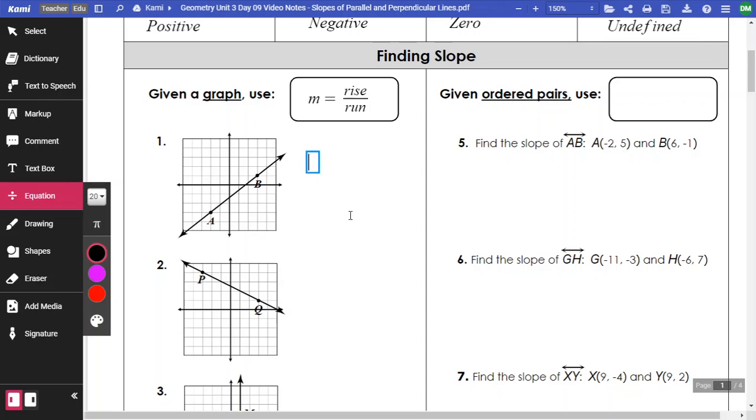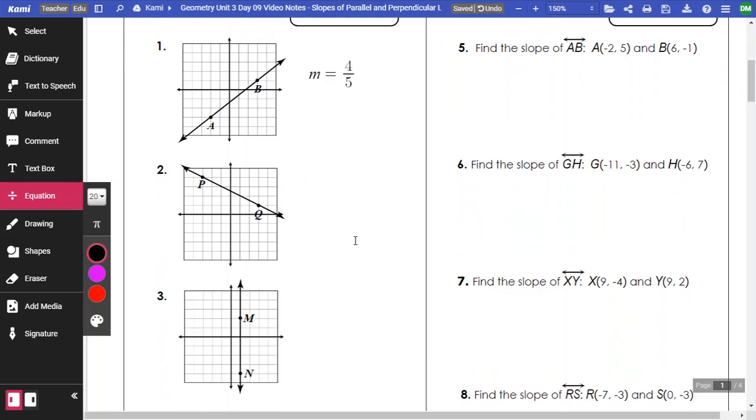So on this one, our M is equal to our rise. So if I start at A and I go to B, then I'm going up 1, 2, 3, 4. So it's going to be 4 over our run. So starting at A again, 1, 2, 3, 4, 5. And that's all there is to it. Rise over run is 4 over 5. We do have a positive slope because the line is moving upwards.